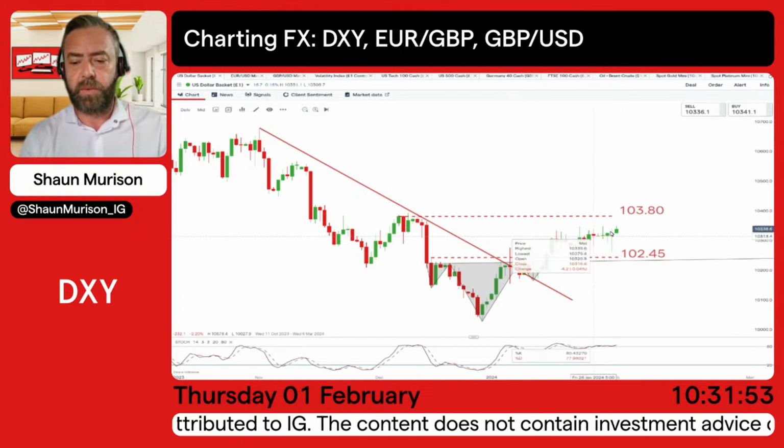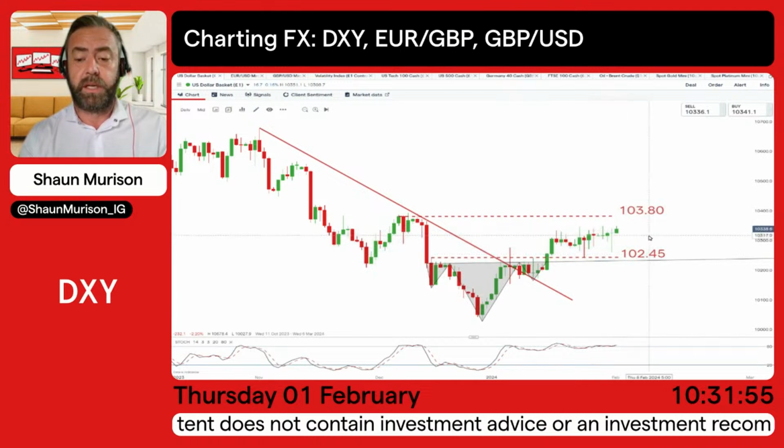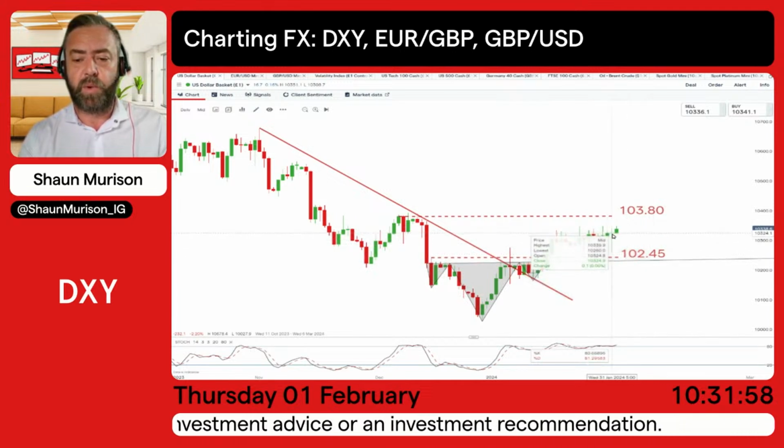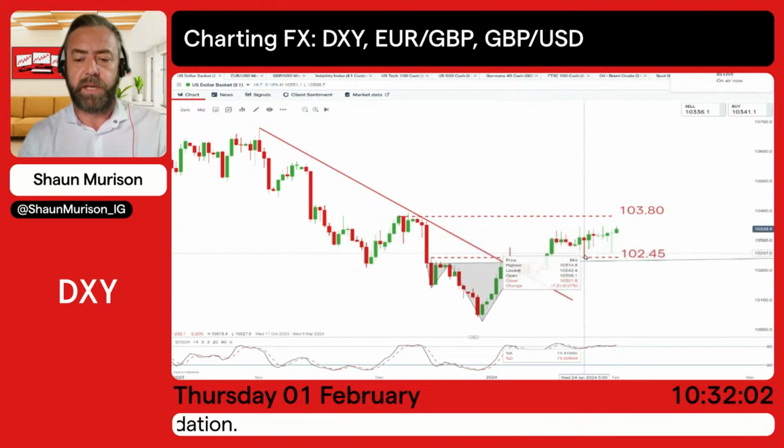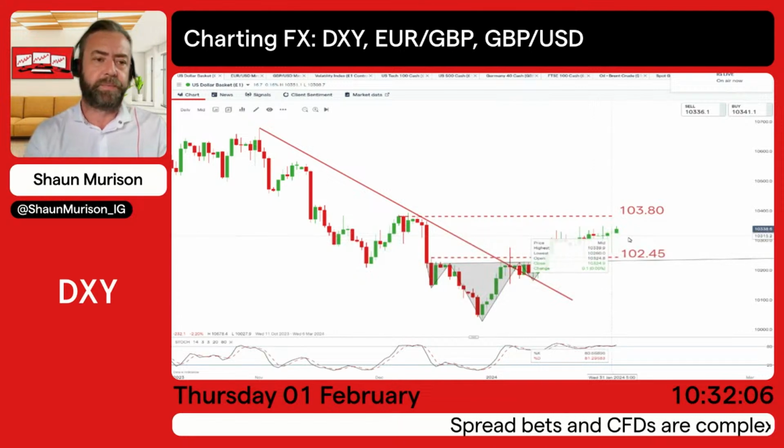Looking for new entries, I think maybe looking for spikes down towards that 102.45 mark. We have seen it being bought up. We've seen these long tails on these candles, this red one here, and this candle we saw yesterday.